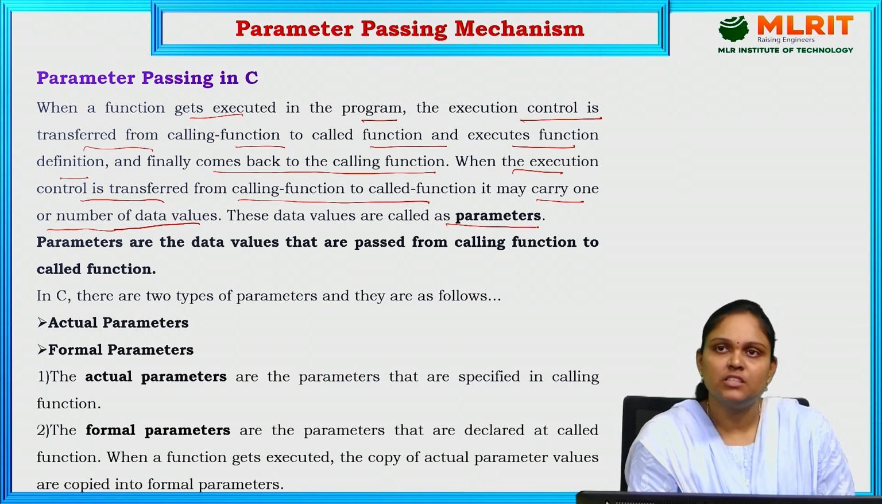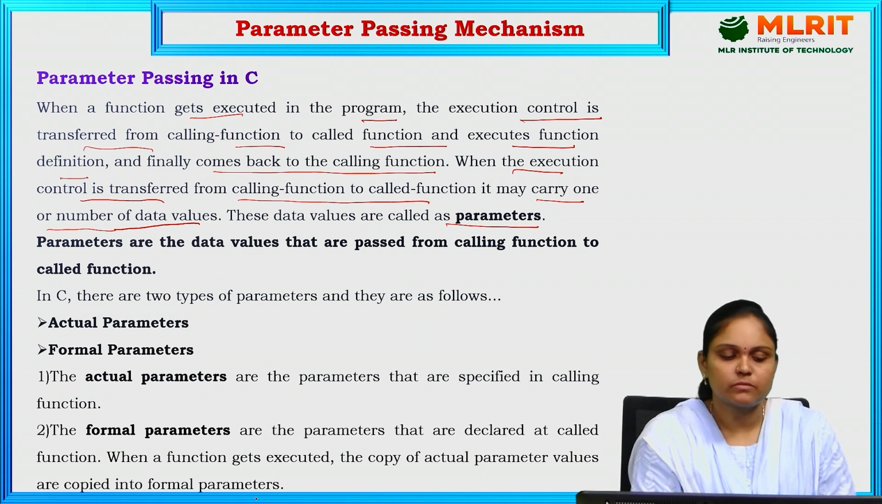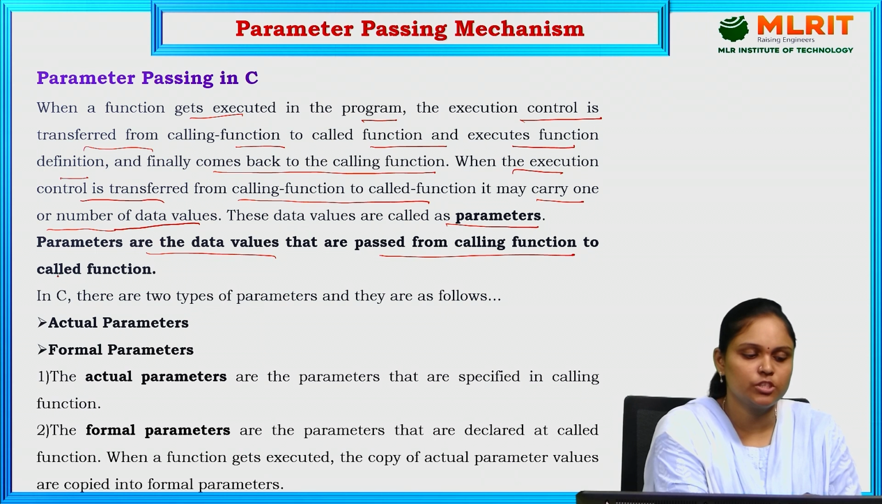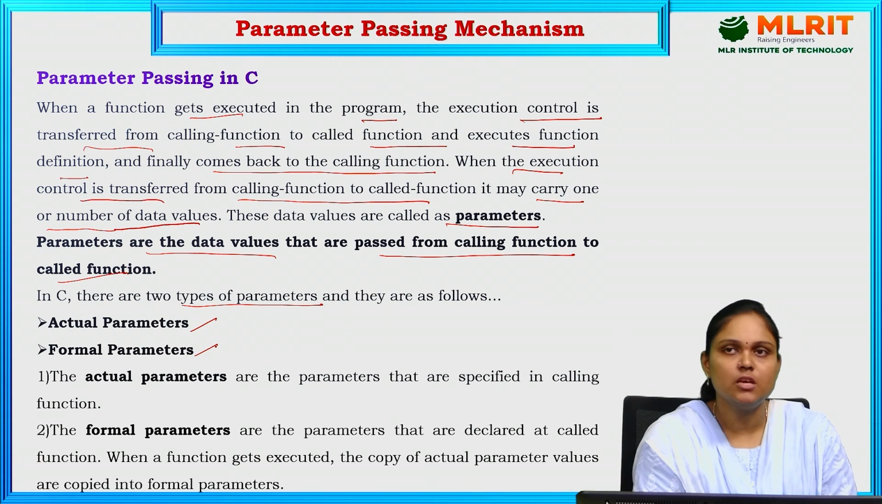In the previous example, we called the GCD function, and inside that GCD function call, we passed two values, that is A and B. So that A and B are nothing but the parameters. Parameters are the data values that are passed from the calling function to the called function. So in C, there are two types of parameters. One is the actual parameter and the other one is the formal parameter.